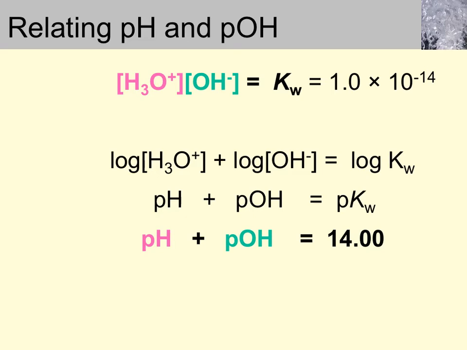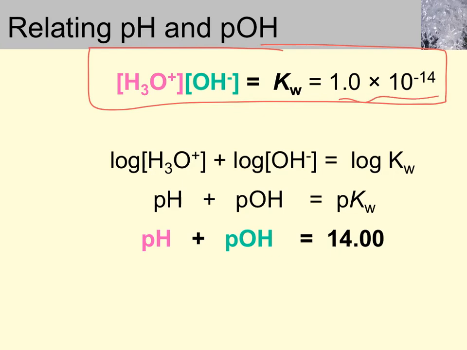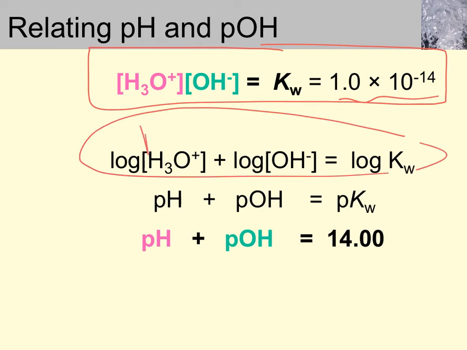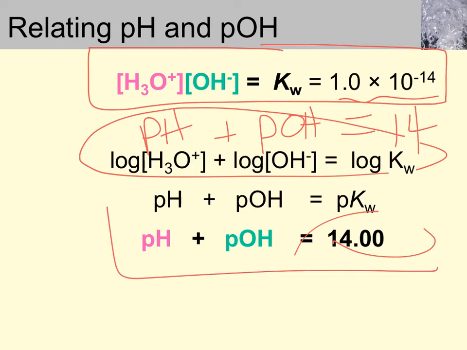And as a reminder of the relationships, you'll be using them as conversion factors. The concentration of hydronium times the concentration of hydroxide always will equal 1 times 10 to the minus 14 at room temperature, which is where we're working. And pH plus pOH will always equal log of Kw, which is 14. So these two equivalencies are important to know.